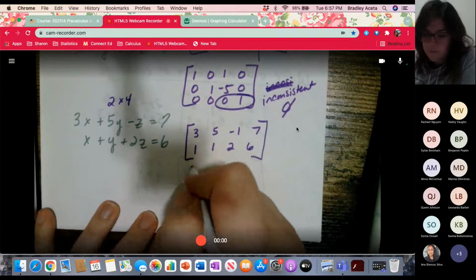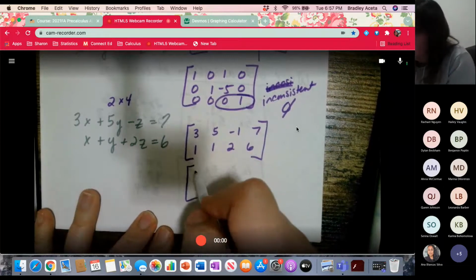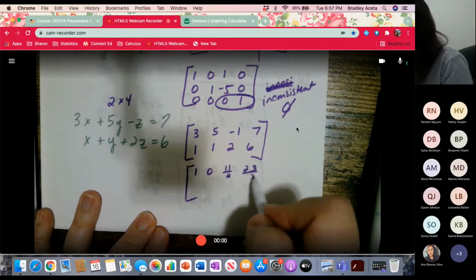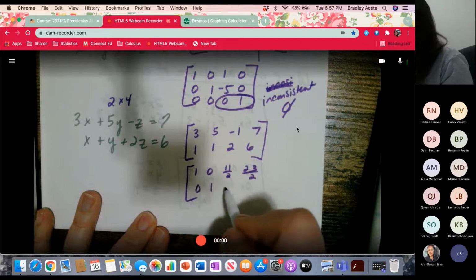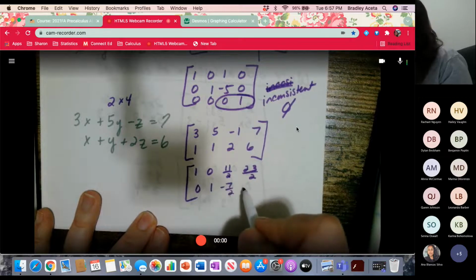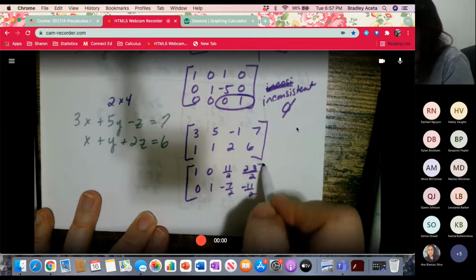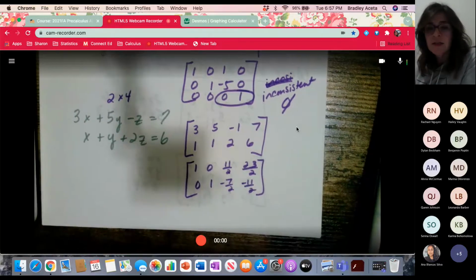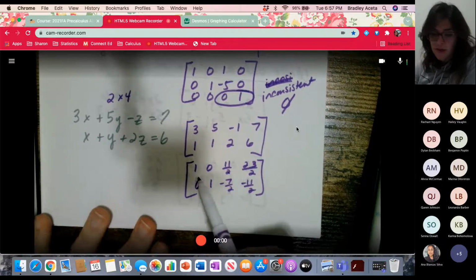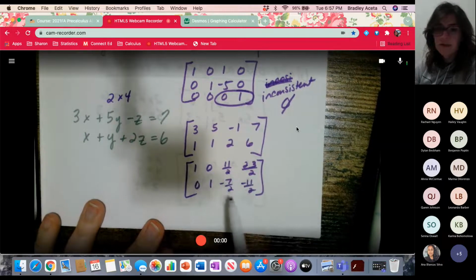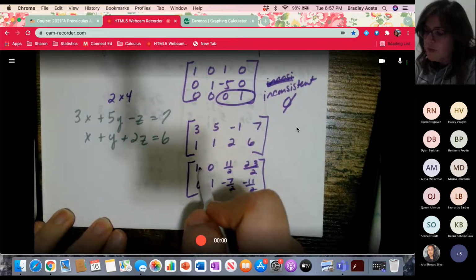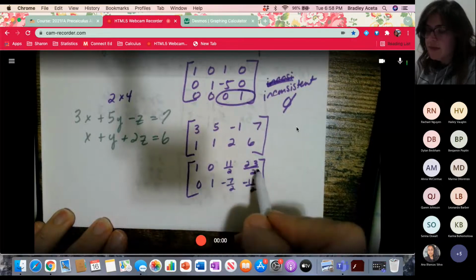So let me write this down. So I have 1, 0, 11 over 2, and 23 over 2. And then 0, 1, -7 over 2, and -11 over 2. Okay, so this is not an inconsistent solution. This is actually an infinite solution. If I were to write this out like a system, I'm kind of running out of room, so let me move over here. This would be X, this would be Y, this would be Z, and this is what they equal.